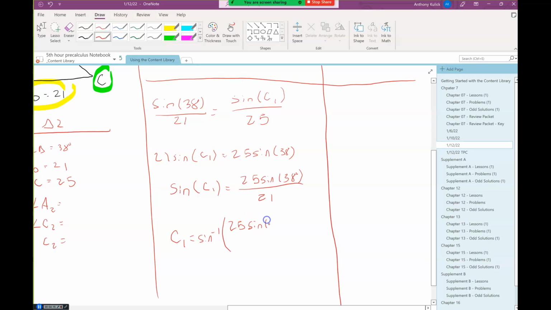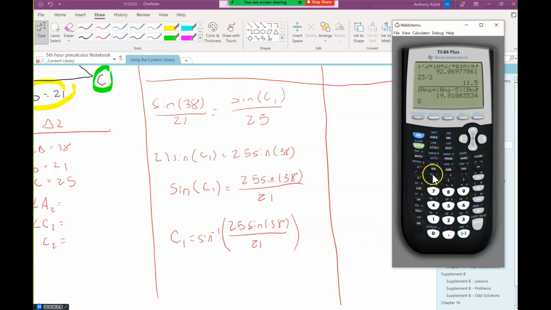And now it's calculator time. When I'm going to type this stuff in my calculator, I need to be wary about my calculator mode. What mode should my calculator be in for this problem? Degrees. How do I know degrees? The angles are given to me in degrees. Very good. So I got 47.13 for my angle C1.